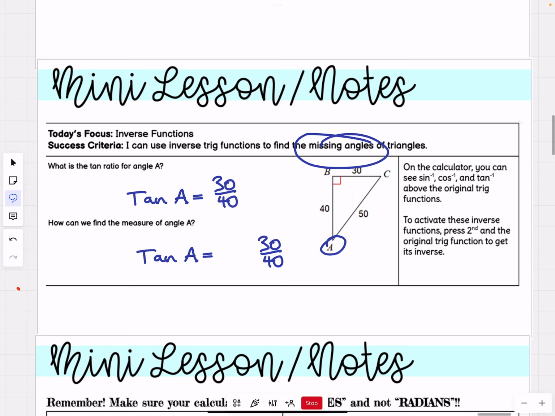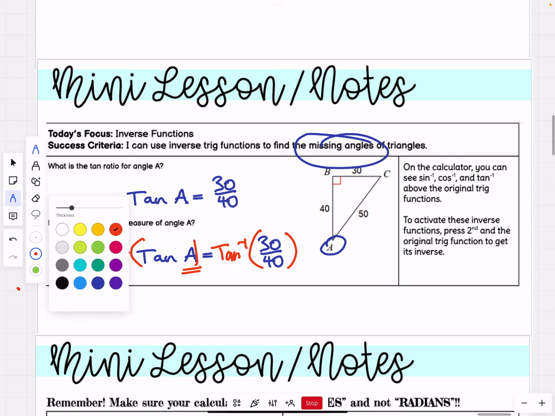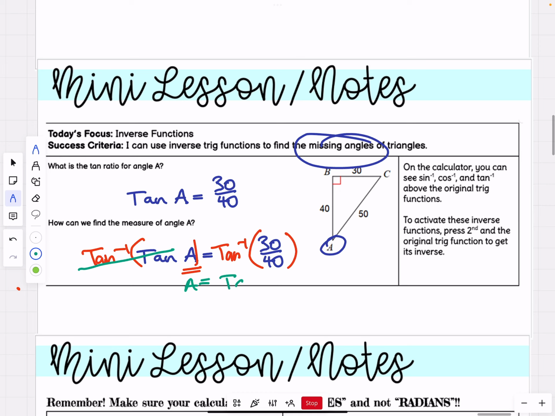Okay, remember that we said that we are going to have to isolate A. What we need to do is take the tan inverse of both sides of the equation. We take the tan inverse of the left as well as the tan inverse of the right. And so what that does is on the left-hand side, if I have an inverse and the same function, then it undoes each other, like addition and subtraction of the same value or multiplication and division. So these go away, and I'm just left with A is equal to tan inverse of 30 over 40.